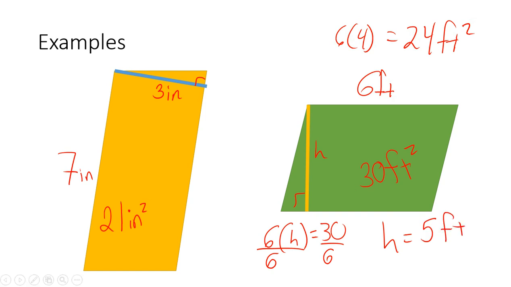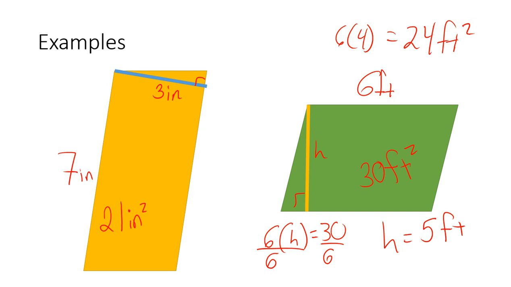Okay. So if you're told the area and you have to find a missing part, it's basically just going to be a division of the area divided by either the base or the height to find the other one. Okay, so that's our area of parallelograms.